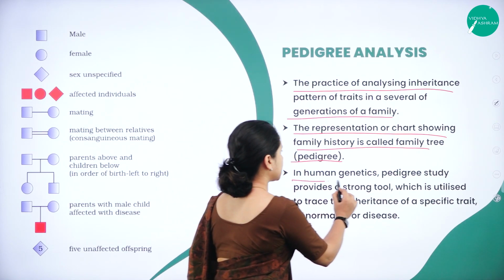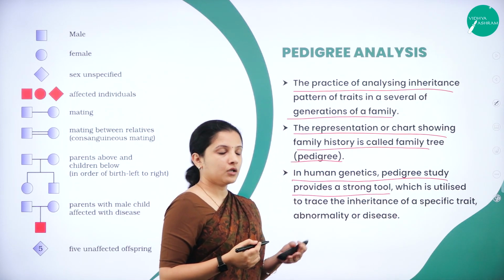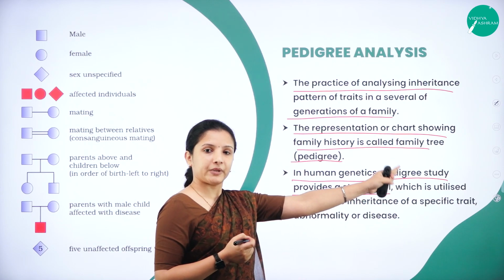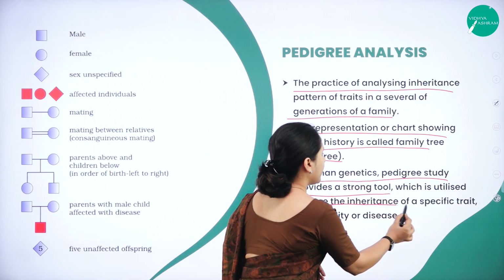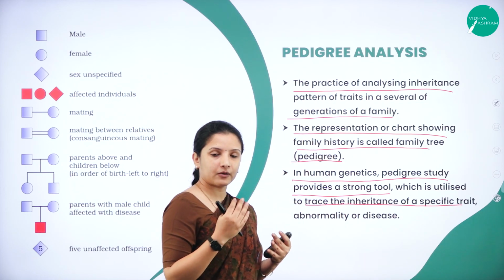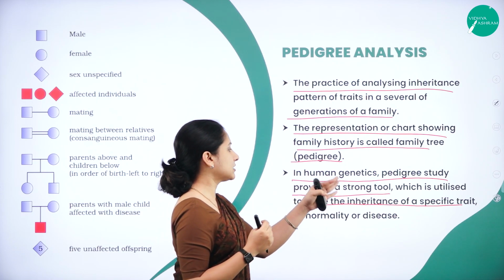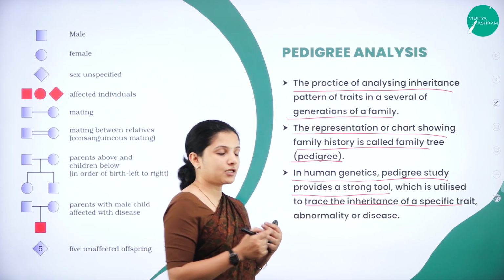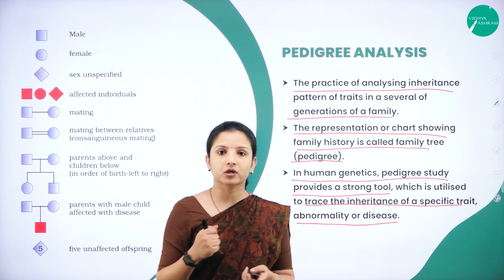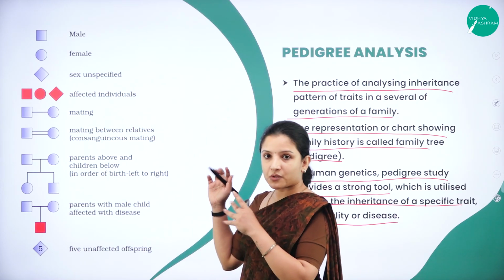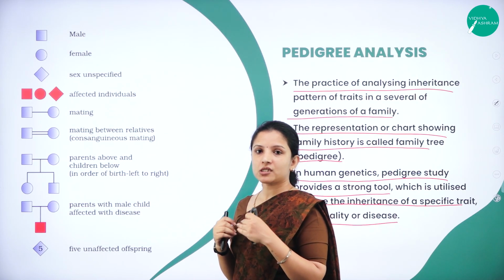So in human genetics, pedigree study provides a strong tool, and this particular pedigree tool can be used to understand from where the progeny has inherited a particular trait or an abnormality or a disease. When I explain using the chart, it will be even more clear for you. So here, first we shall study the different pedigree symbols and then we will move on to the chart.